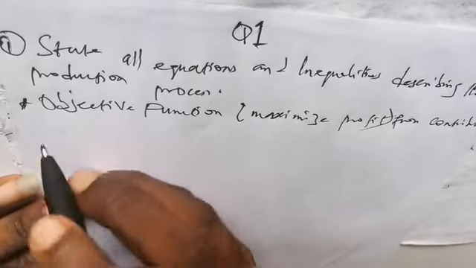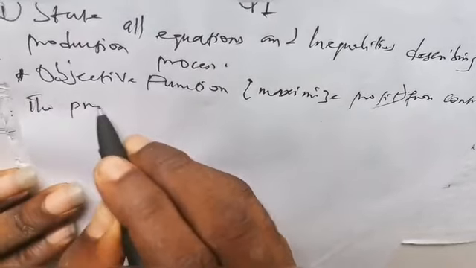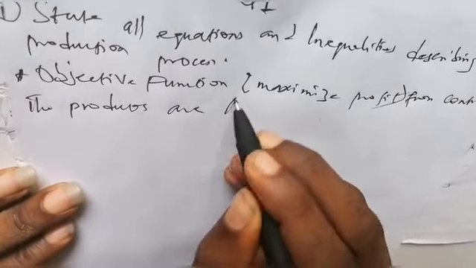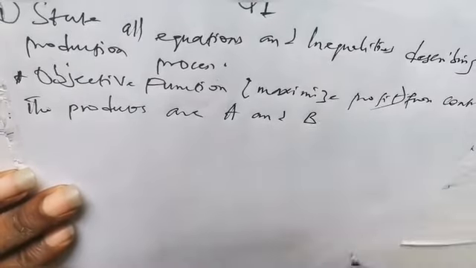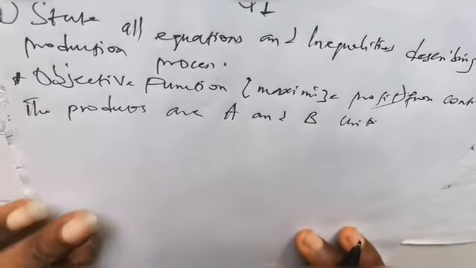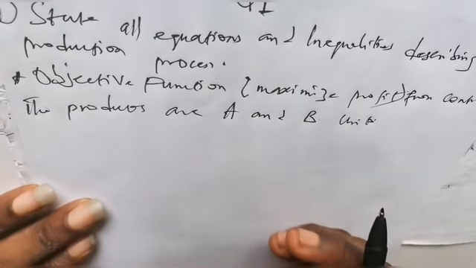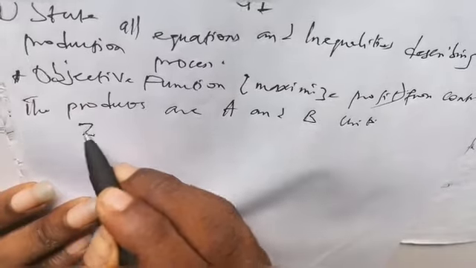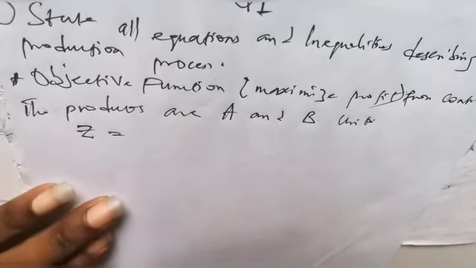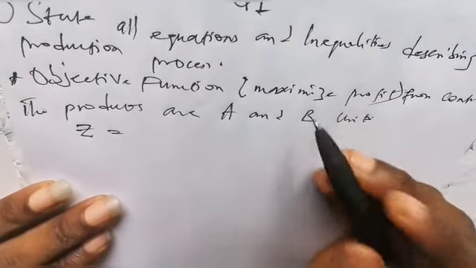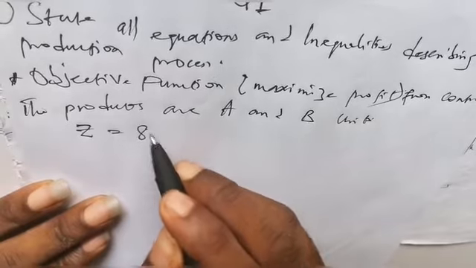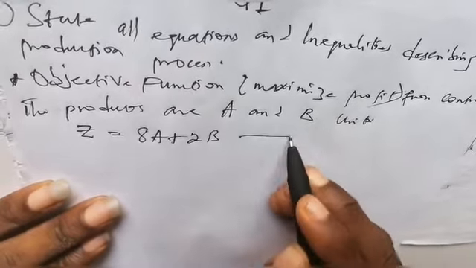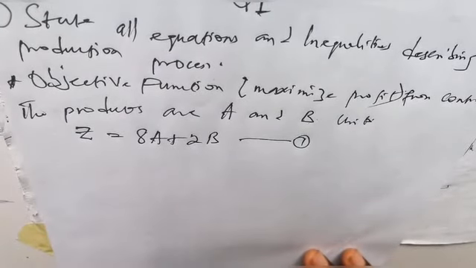Now, what are the products? First of all, the products are clothes A and clothes B units. These are the products. Now, the objective function is symbolized by Z, and this is equal to, the objective function is to actually maximize profit from the contribution 8 naira and 2 naira of this product respectively. Which means 8 naira goes for product A and 2 naira goes for product B. This is now the objective function. So you have 8A plus 2B. So this is the first equation. Call that equation 1.